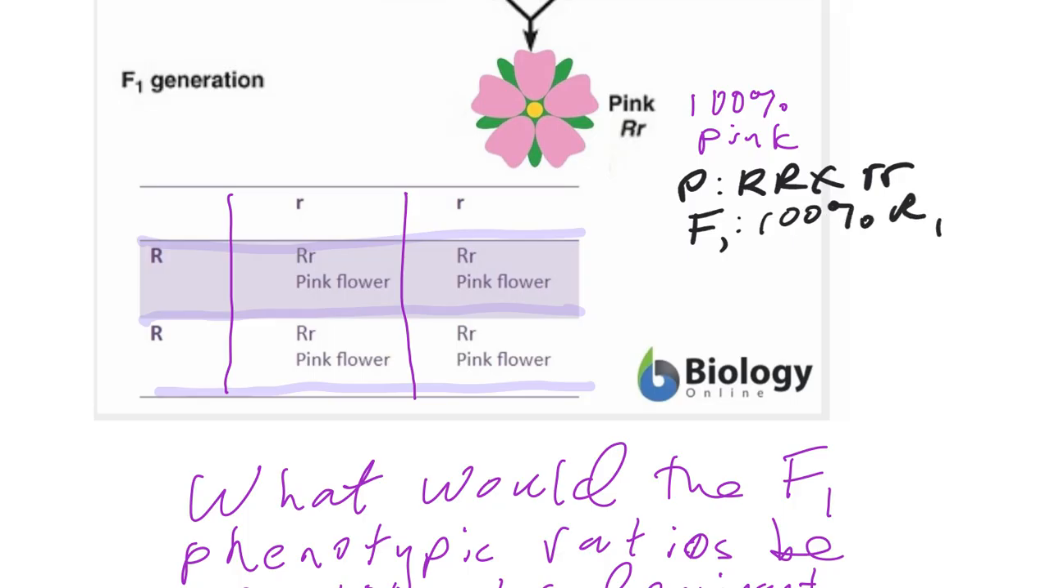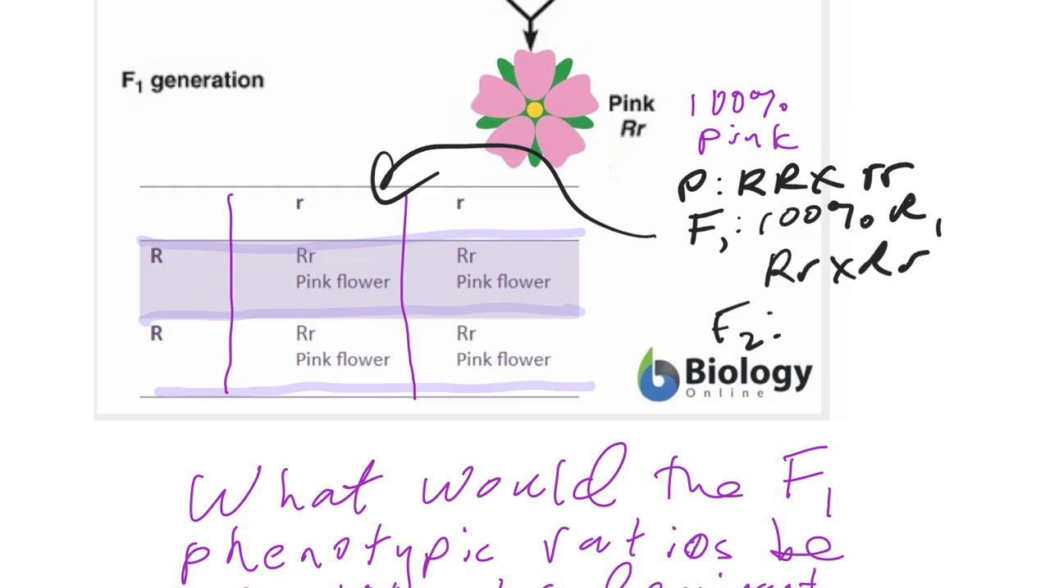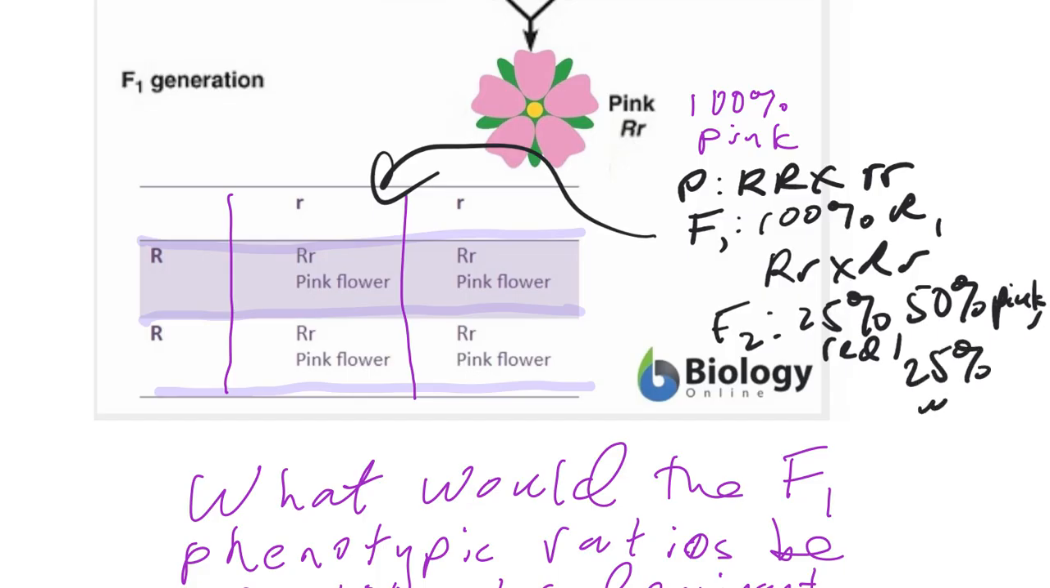And then if you cross them, and here's the cross for doing that, you can see it's really simple. Now if you cross those, you would get what we just did on the previous page, and that'd be your F2 generation. What do we say? 25% red, 50% pink, and 25% white.